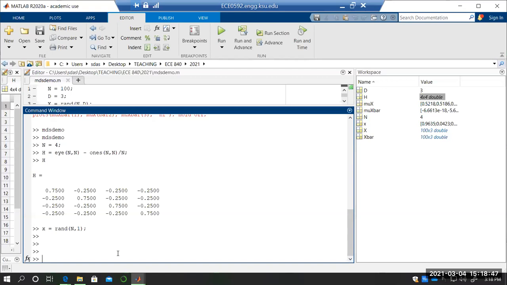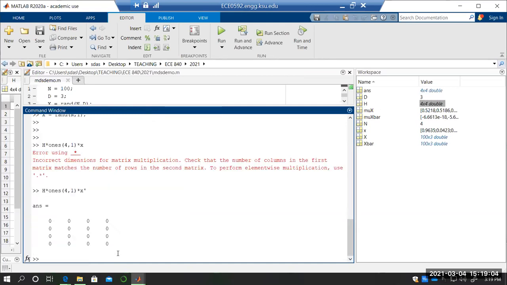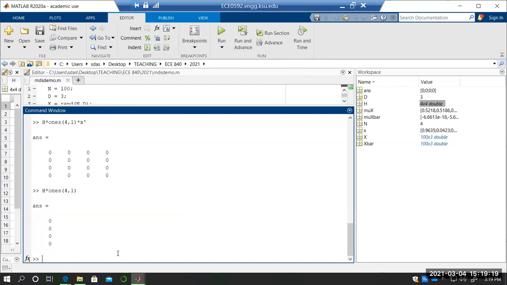So H star ones 4 1 star X. Oh, X. You see, you get all zeros, right? Okay. So in fact, H times 1 transpose 1 is all zeros.